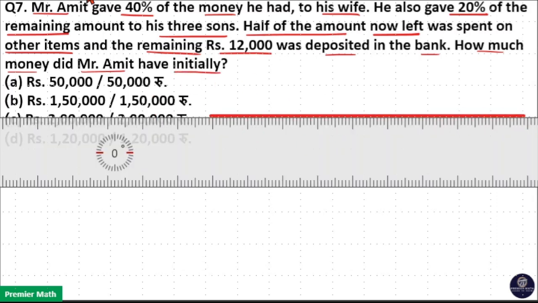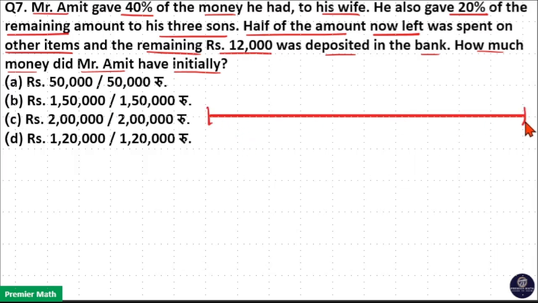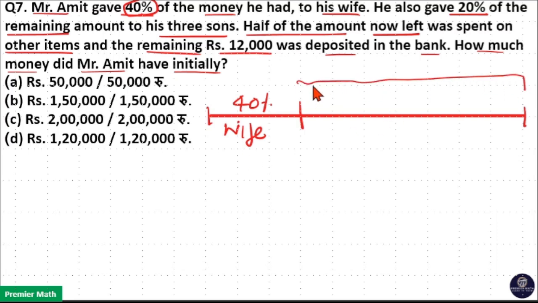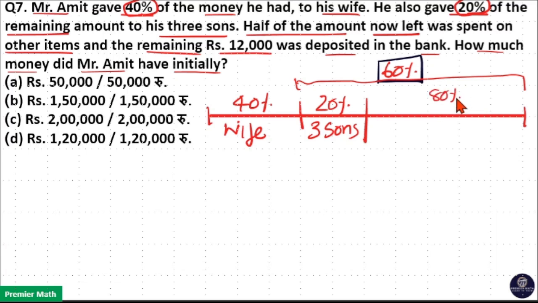Let us consider Mr. Amit have 100% money initially and 40% of the money he gave to his wife. Then remaining is 60%. That is 100 minus 40, 60%. And out of this 60%, 20% of the remaining amount he gave to his 3 sons. So, 20% he gave to his 3 sons. Now, the remaining is 100 minus 20, 80%.